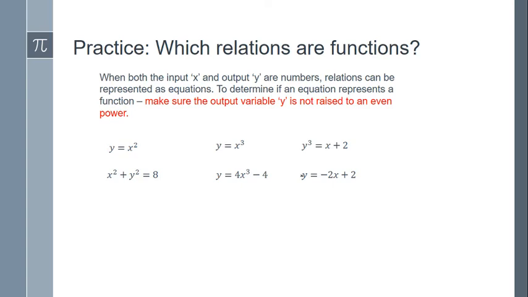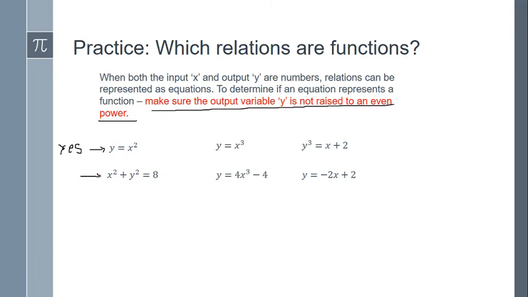Another way that you could check to see if an equation was a function is to throw it in a graphing calculator, like www.desmos.com, type it in, and then see if the graph passes the vertical line test. You could do either one of those approaches. But here I can pretty much just look at these and make sure that the output variable y is not raised to an even power. So in this case, this is a function, so I'm going to write yes. It's okay that the x variable, the input, is squared or raised to an even power, but the y value isn't.